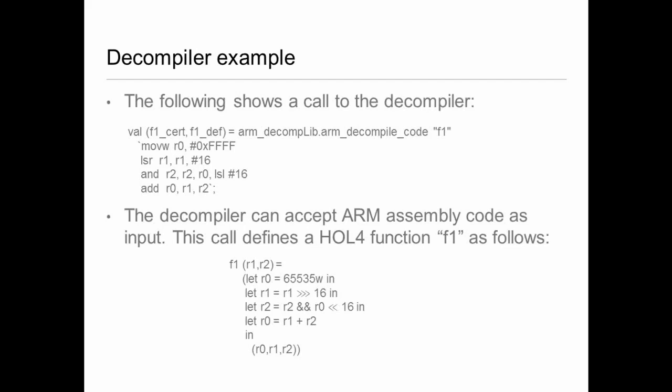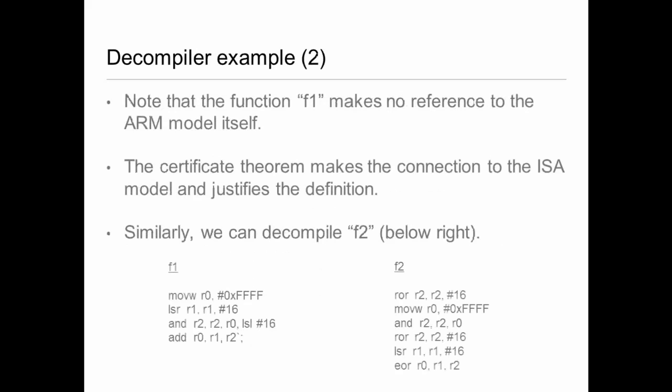And as you can see, there's a pretty direct correspondence between this function and our original assembly code. It's taking the original state of the registers R1 and R2, and it's giving updated values for R1 and R2, and we're also updating R0 as well. And we don't care what the original value of R0 was. So you can see this function f1 is just a very simple function. There's no reference at all here to the assembly code or the machine code or the model itself. It's just a pure HOL function. But then our certificate theorem says if we run this machine code, that function is what's happening.